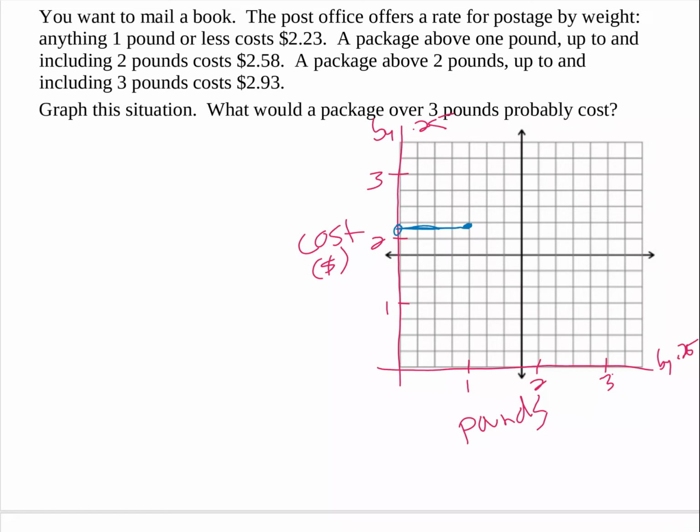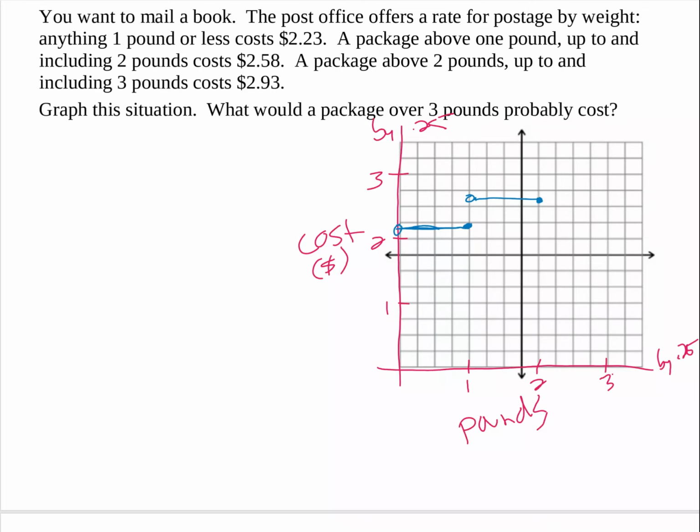Now it's up to and including 2 pounds, which is $2.58. So I'm gonna go to 2 pounds first, and then find $2.58. $2.58 is just above that, so maybe here. And then what? Above 1 pound. And what am I gonna put above the 1 pound? Just an open dot. Yep. Because otherwise we drop down, right? So there you go. And then what?